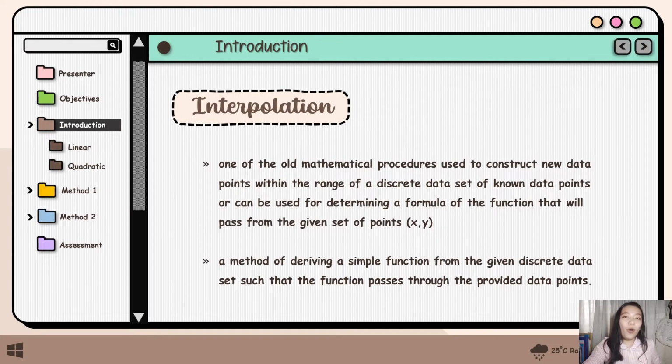Interpolation. It is one of the old mathematical procedures used to construct new data points within the range of a discrete dataset of known data points, or it can be used for determining a formula of the function that will pass through the given set of points x, y. It is a method of deriving a simple function from the given discrete dataset such that the function passes through the provided data points. This helps to determine the data points in between the given data ones. This method is always needed to compute the value of a function for an intermediate value of the independent variable.